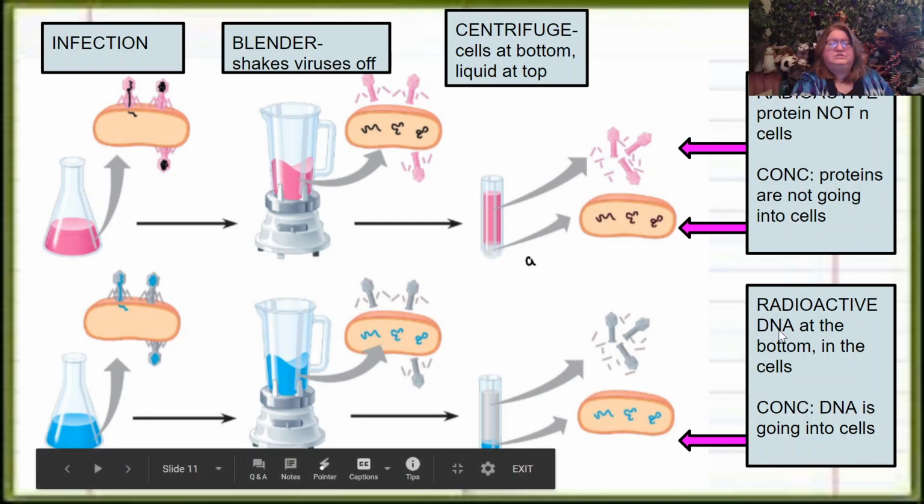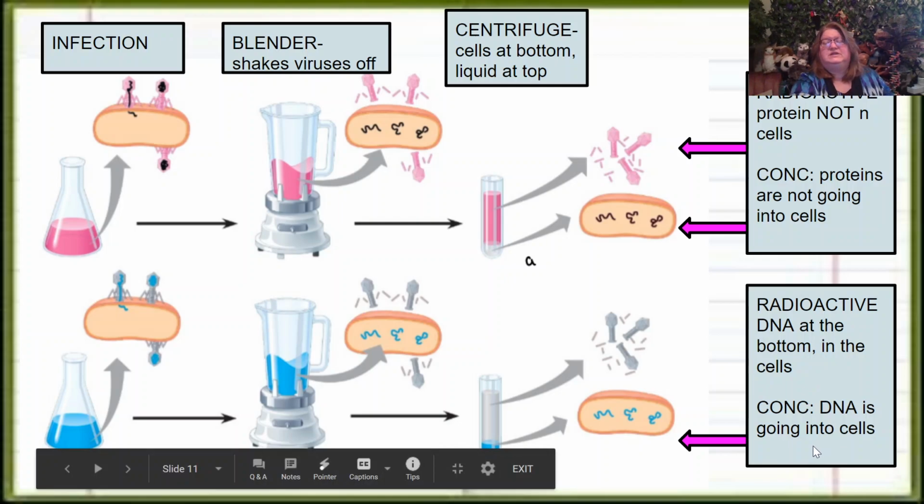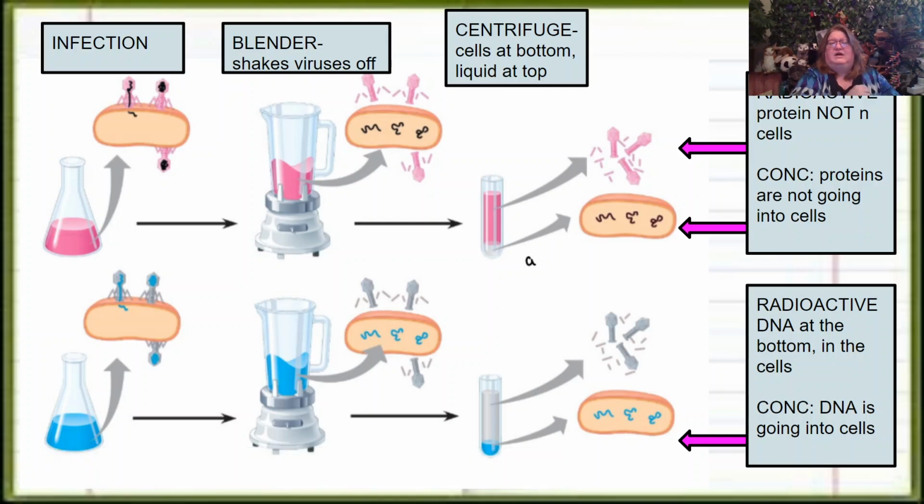So the conclusion: radioactive DNA is at the bottom in the cells, and the conclusion was the DNA is going into the cells. And so Hershey and Chase had the experiment that put the nail in the coffin of the idea that proteins were the genetic material. And that's kind of where we're at with our experiment.